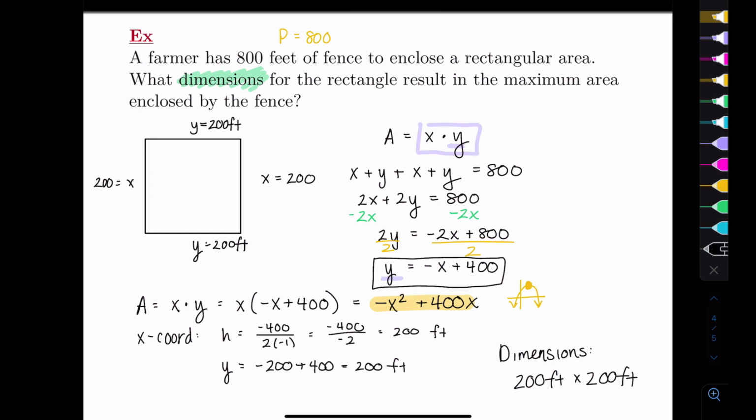If you wanted the maximum area itself, you could just multiply these two, or again, you can find the y coordinate of this by plugging in 200, and that would also give you the maximum area. So just pay attention to what specific property you're looking for. Are you looking for dimensions? Are you looking for the actual maximum area? It's all going to be problem specific as to which piece you need to give.